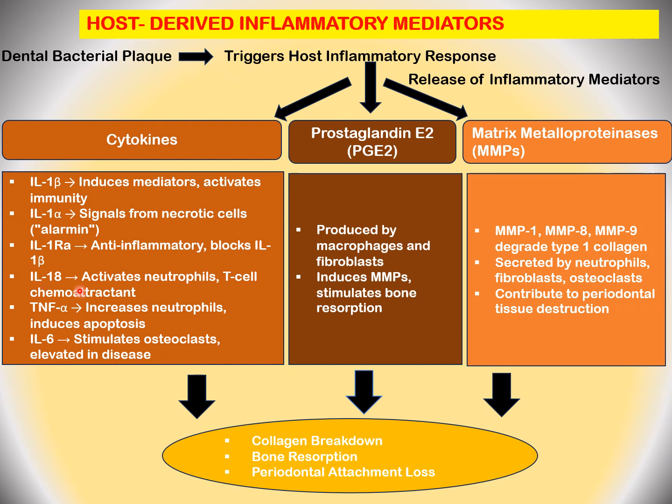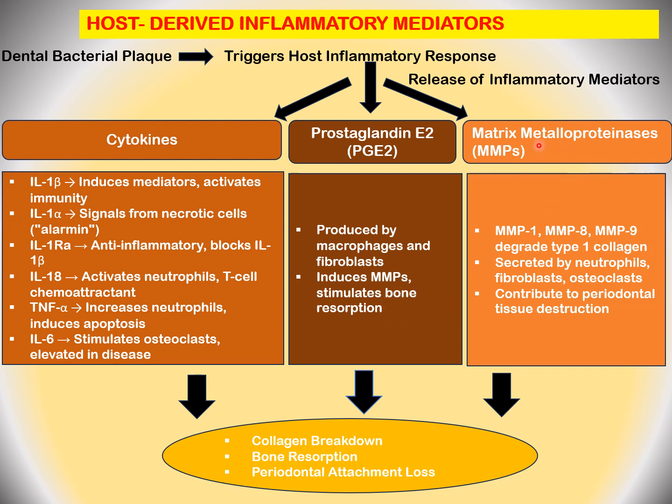Interleukin 18 activates neutrophils and is a T cell chemoattractant. TNF alpha increases the neutrophils and induces apoptosis. Interleukin 6 stimulates osteoclasts and is also elevated in periodontal disease. Now prostaglandins are produced by macrophages and fibroblasts. They induce the MMPs and stimulate bone resorption.